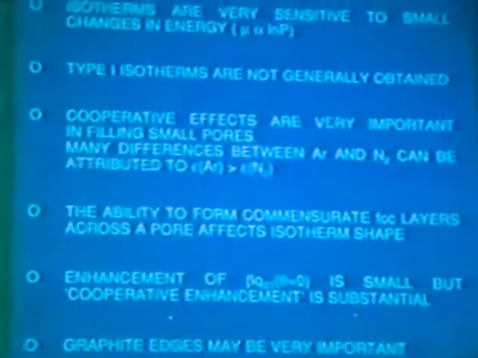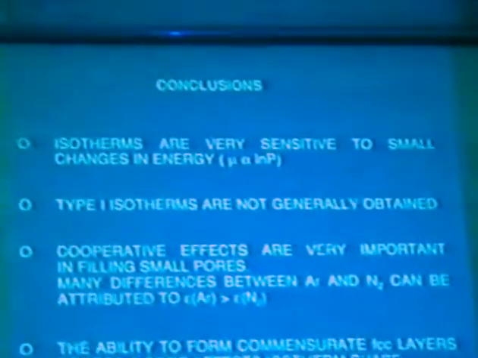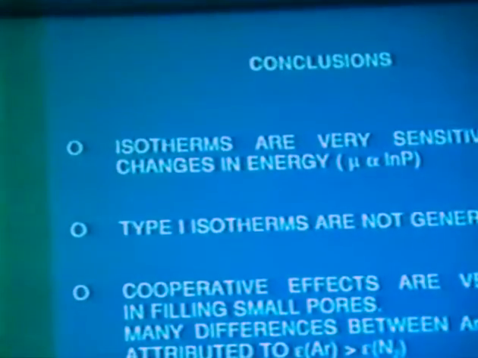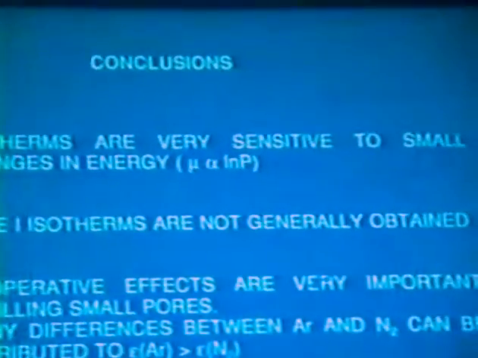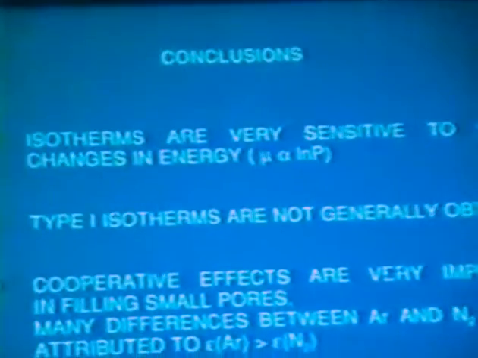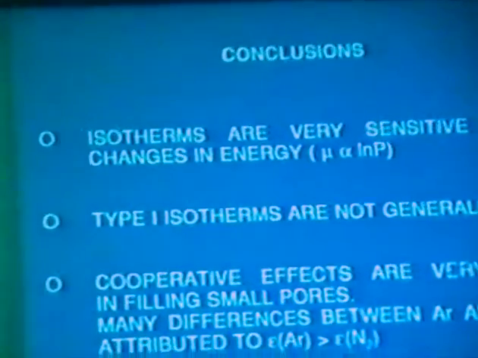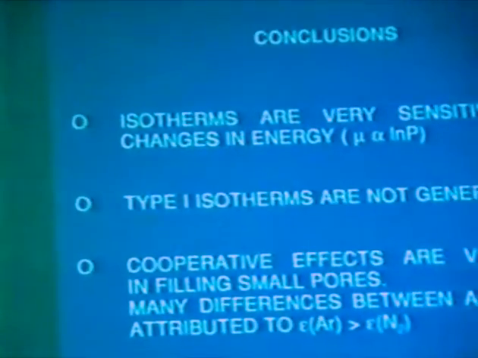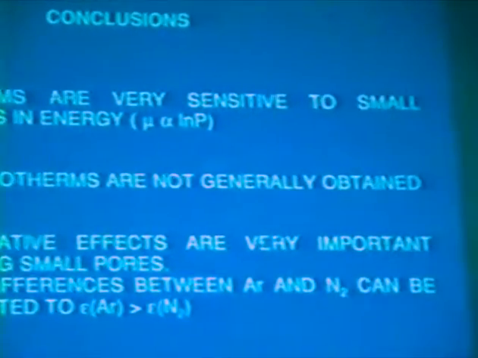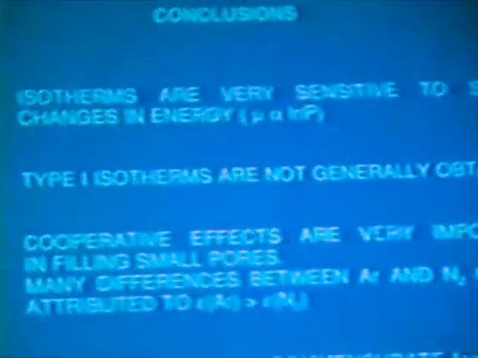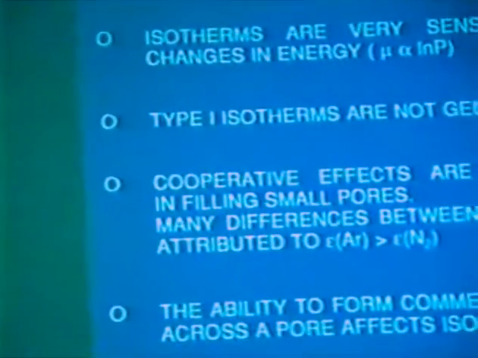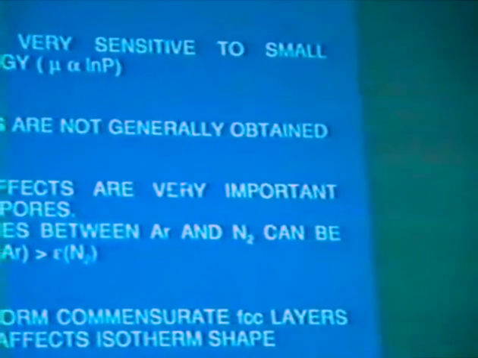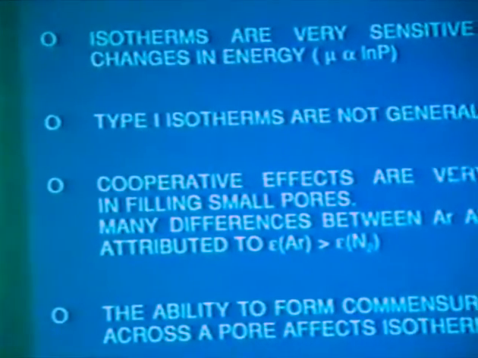Well, these are some of my conclusions. First of all, isotherms are very sensitive to small changes in the energy, so we have to be quite careful about the potential energy models which we use if we want to relate simulation to experiment. In general, type 1 isotherms are observed if you go down to a small enough resolution, and I see that this is something which is now beginning to appear from experimental measurements.